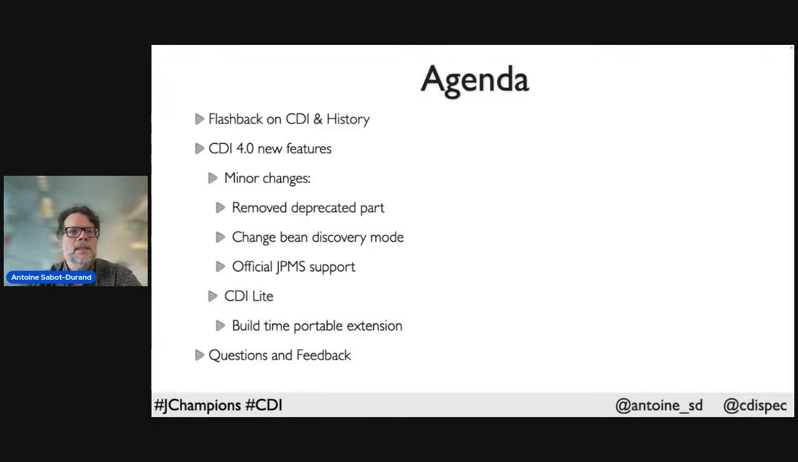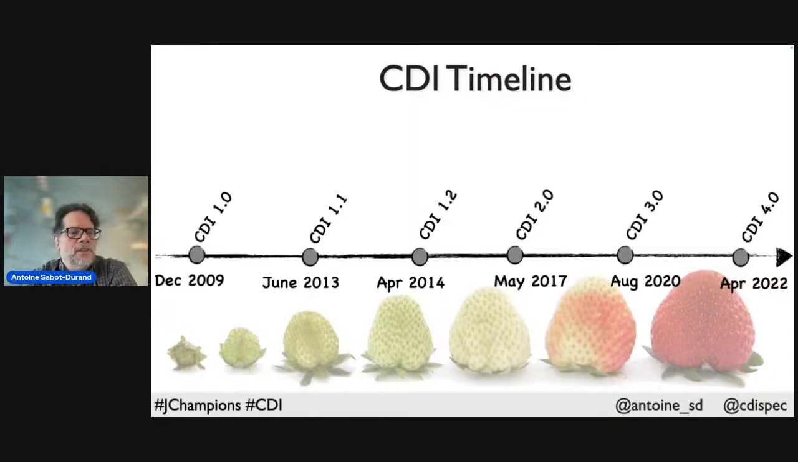So let's go back in time. CDI is a spec that was created before 2009. In fact, it was the result of a former framework called JBoss Seam. The framework was very popular among the Java EE community at that time, and the idea of creating a real specification in the Java EE ecosystem was born. And in 2009, with Java EE 6, CDI 1 was released.